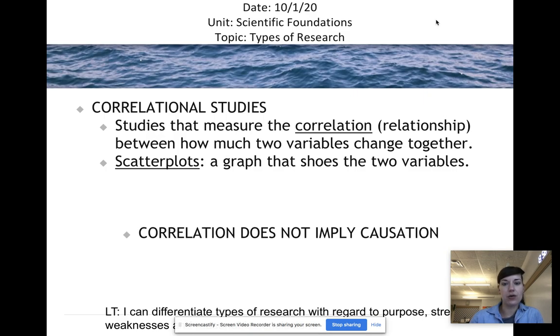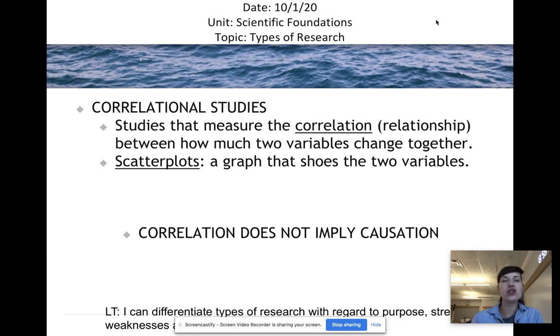Let's talk about correlational studies. So correlation is relationship. It's just a fancy way to say relationship. So a correlational study looks at the relationship between how 2 variables change together. So does one change much faster than the other? Do they both go up? Do they both go down? Does one go up and the other go down? So we're looking at how those two things are connected. And we use something called a scatter plot to show that relationship.